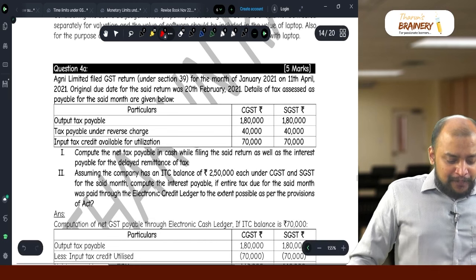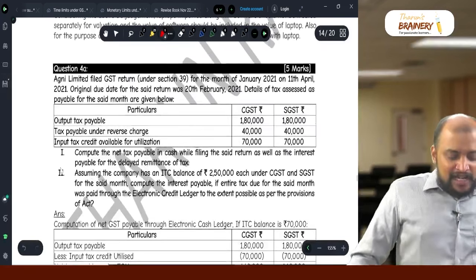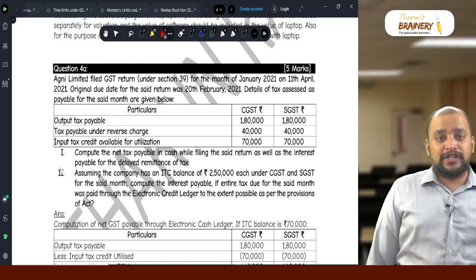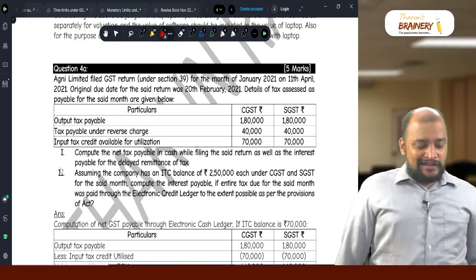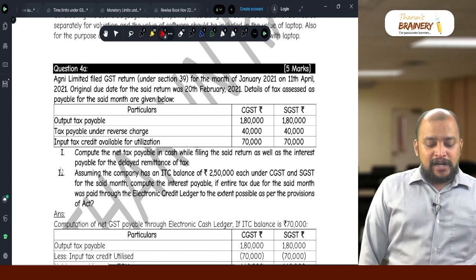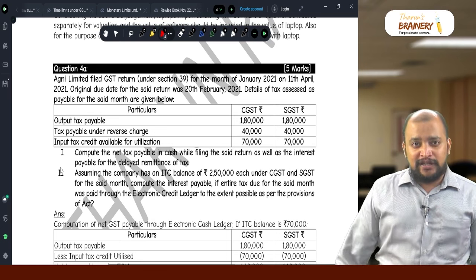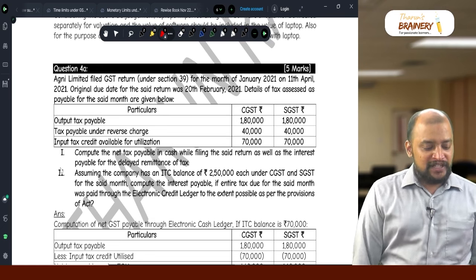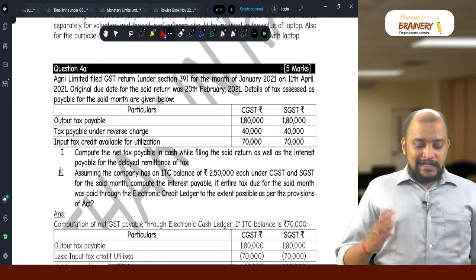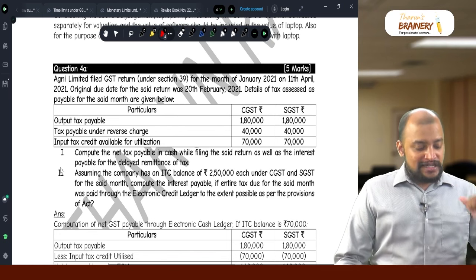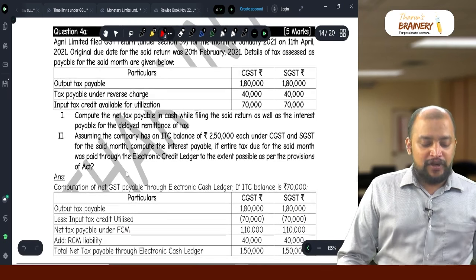Then 4A. Agni Limited filed GST return under section 39 for the month of January 2021 on 11th April 2021. The original due date for the said return was 20th February. Yes, for the January month, the due date is 20th February. Details of tax assessed as payable for the said month are given below: CGST, SGST, output tax payable under reverse charge, input tax credit available for utilization.